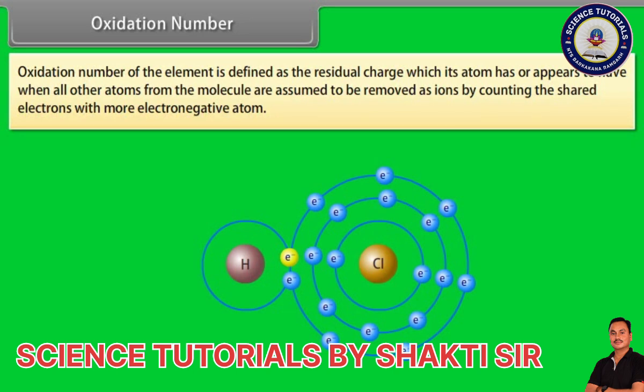Chlorine is more electronegative than hydrogen. Therefore, the shared pair is counted towards the chlorine atom. Chlorine gets one extra electron and acquires a unit negative charge. Hence, the oxidation number of chlorine is -1. On the other hand, the hydrogen atom without an electron has a unit positive charge. Hence, the oxidation number of hydrogen in hydrogen chloride is +1.